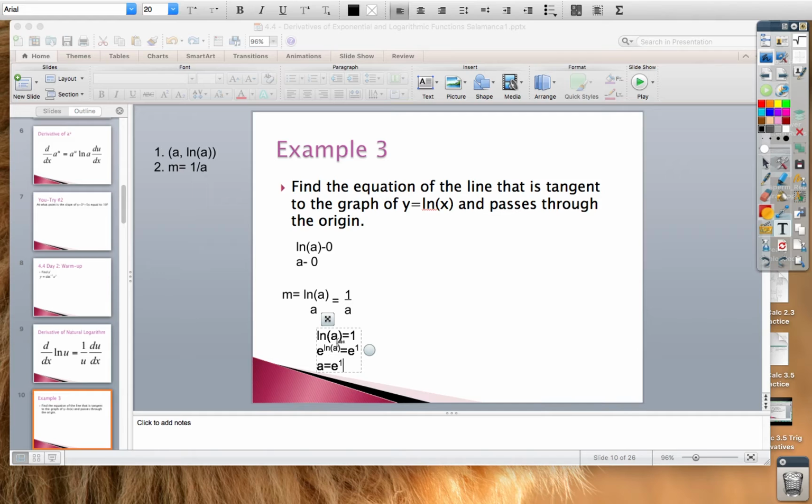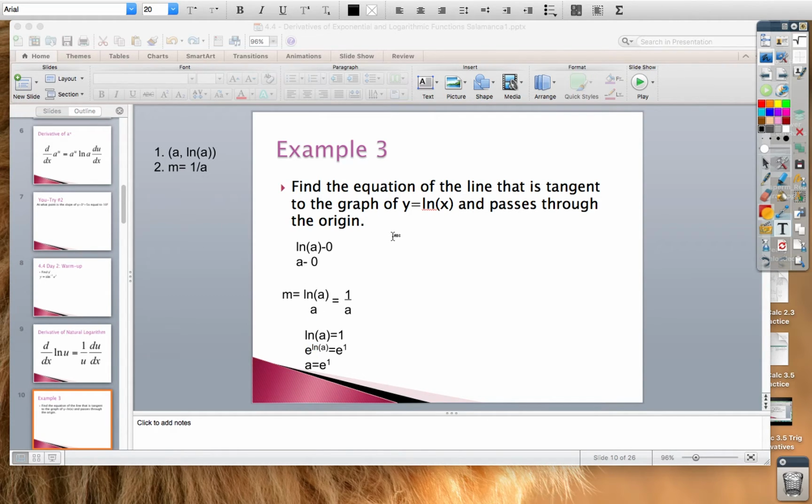Now notice what we did here. We raised everything to an exponential because e and natural log, or ln, cancel each other out. They're inverses of one another. And that's why we did it, so we can isolate the a. So now we know what a is. And now we're going to take it and put it back into our equation.